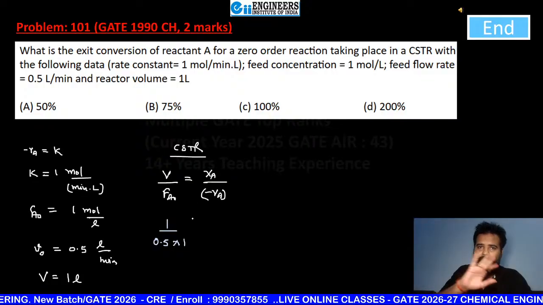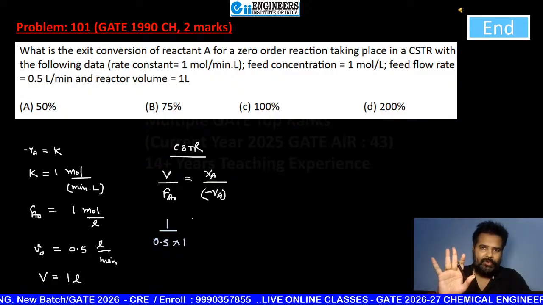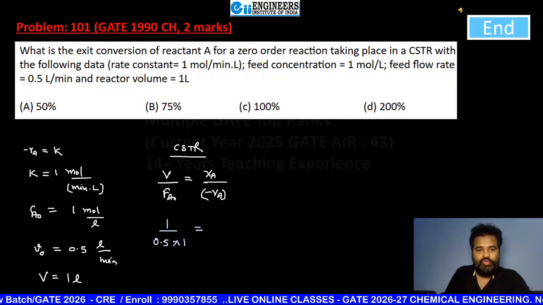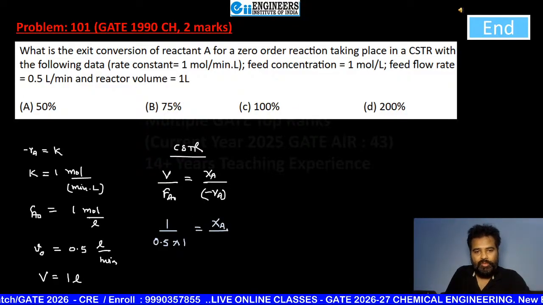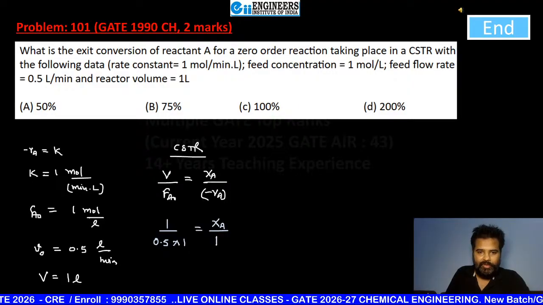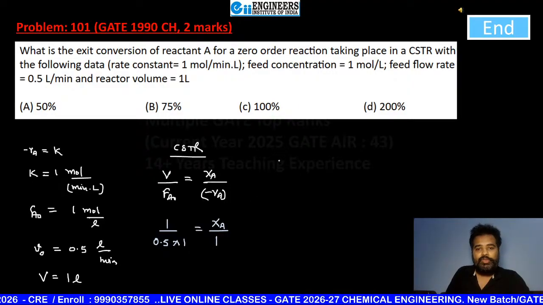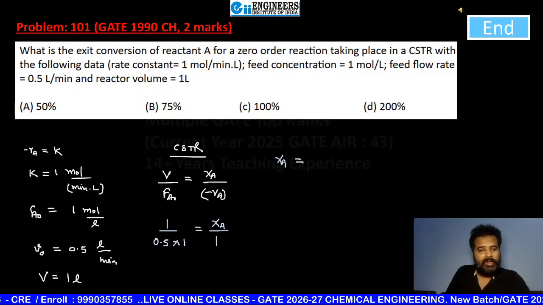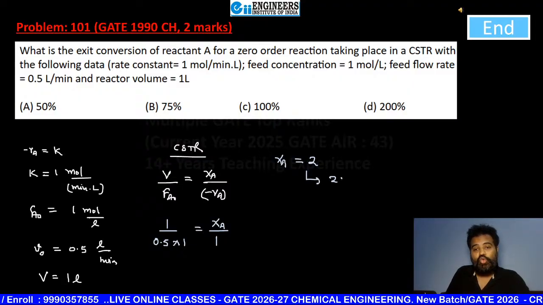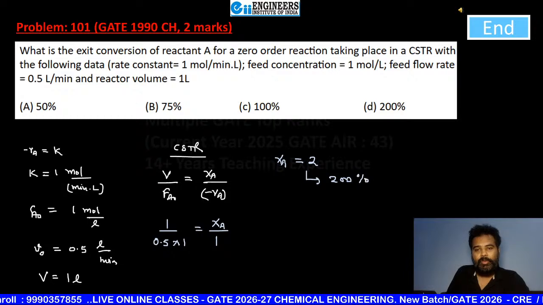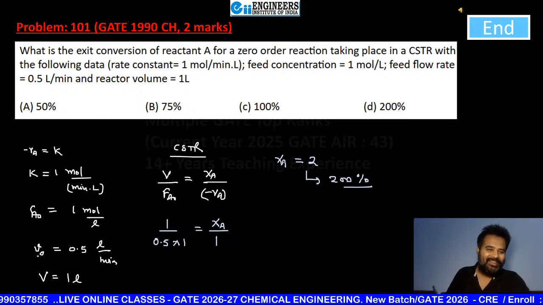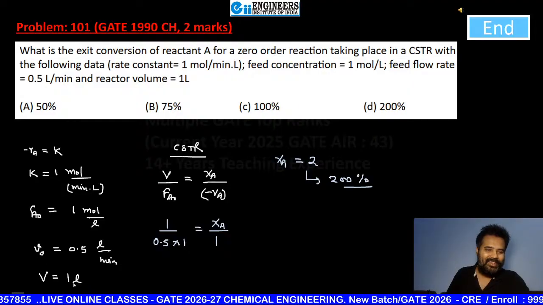No need of any unit conversion here. Units are consistent with each other. That equals to XA we need to write, and it equals to minus RA, which is K, and K is 1. So clearly, my dear students, the XA value that you are getting here, 1 by 0.5, that's 2. So clearly the answer is 200%. Are you able to understand which one is the right answer? It's D. Is it D?